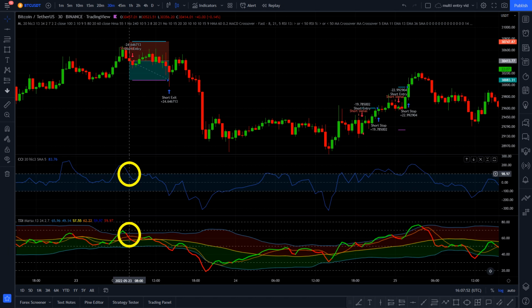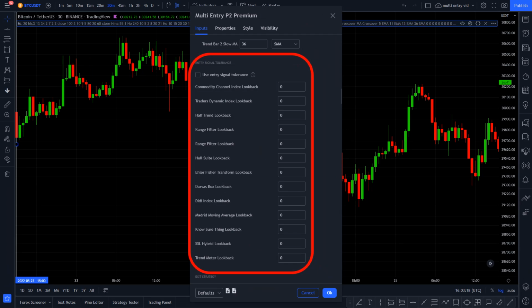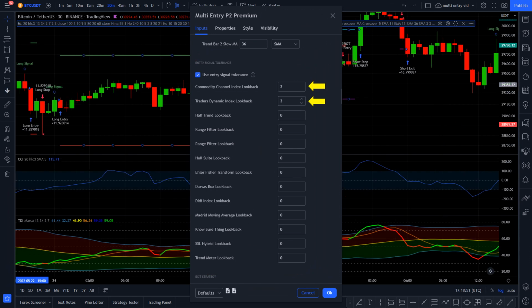To solve this problem, we made an entry signal tolerance section. With the use of entry signal tolerances, the strategy will still enter into a position if there are a few candle differences between the chosen entry signals. So, let's say you use the commodity channel index and the trader's dynamic index and set the candle lookback of these indicators to 3, the strategy will still make an entry if there's a 3 candle difference between the entry signals.